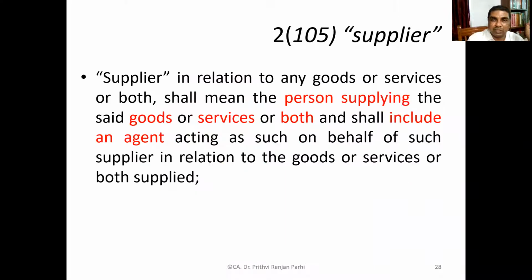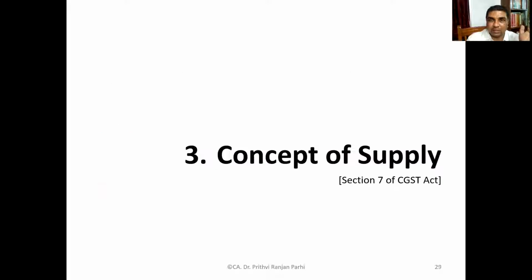It's just one of the key definitions relevant for supply. And what is the meaning of supplier? In relation to any goods, services or both, it shall be the person supplying the goods or services or both, and shall include an agent. The agent can also be considered as the supplier. So the principal can be the supplier and the agent can also be the supplier. These are some basic things we have understood. This was in fact, you can say, the prerequisite to understand the meaning of supply.